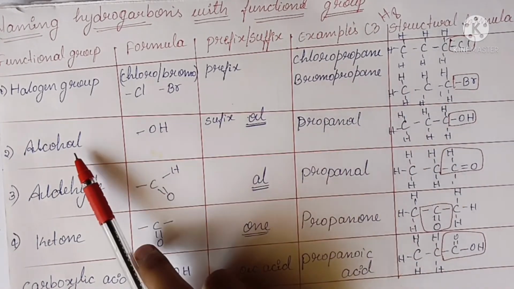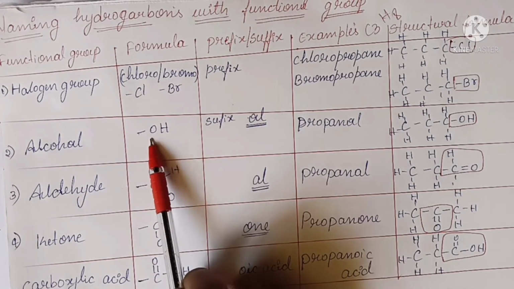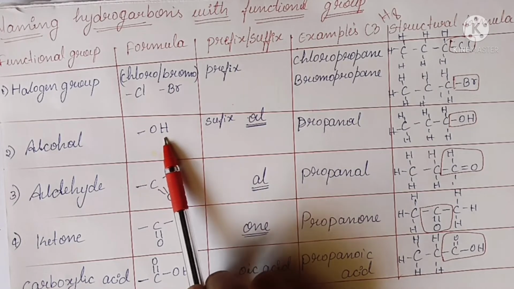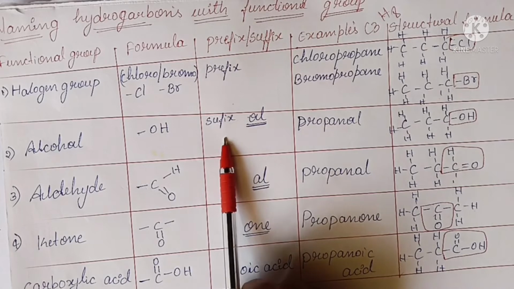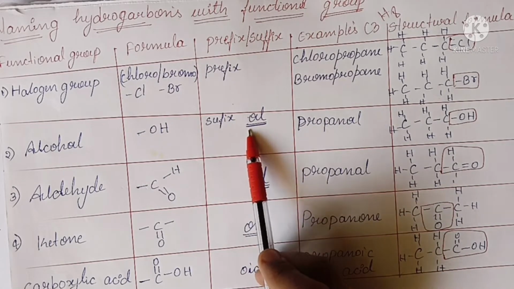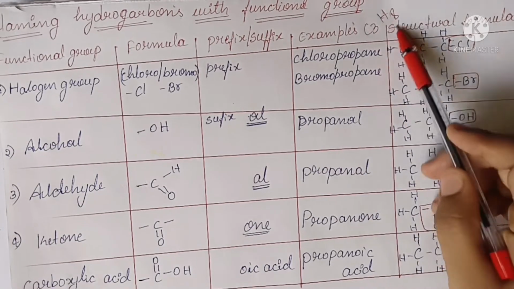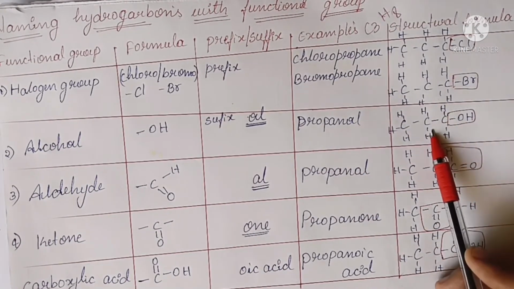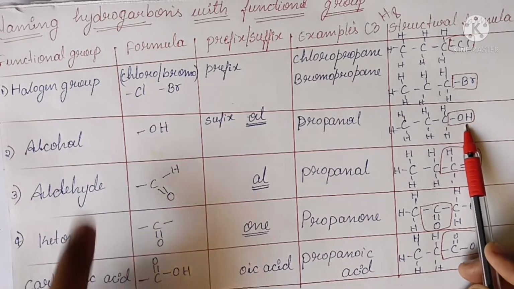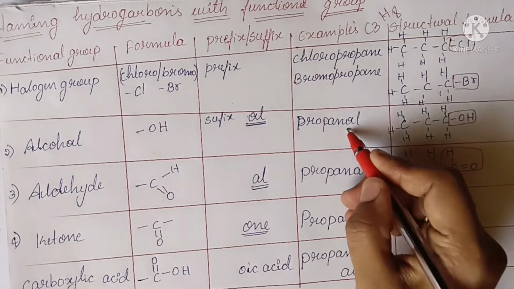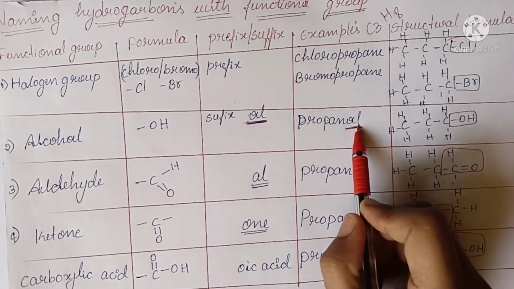The next one is alcohol. The alcohol functional formula is bond OH. If an alcohol group is attached to any hydrocarbon, we mention it in the form of a suffix, that is OL, so propanol. See, we know this is the structure of propane. If the bond OH, the alcohol group, is attached to this propane, we call it propanol. See how to name them. Here OL is there, here also OL is there.